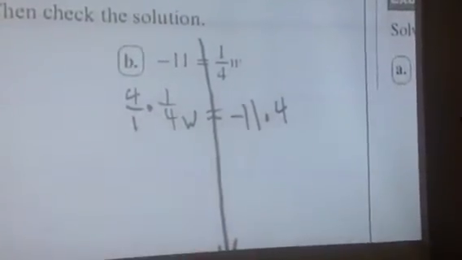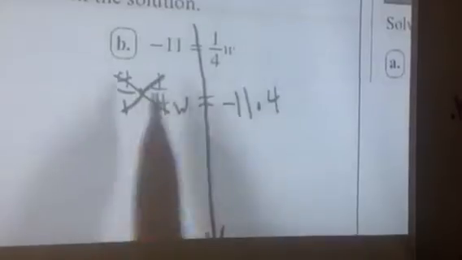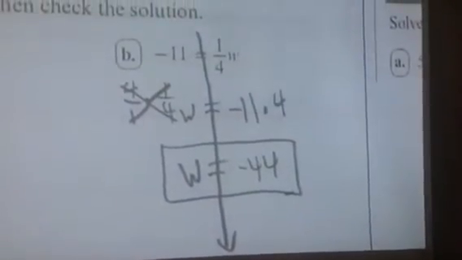So I could have divided each side by 1/4, but dividing by 1/4 is the same thing as multiplying by the reciprocal. So what happens is those cancel. Any number multiplied by its reciprocal just gives you 1. So 1 times w is just w. Those cancel, so I've got w equals negative 11 times 4, that's negative 44.